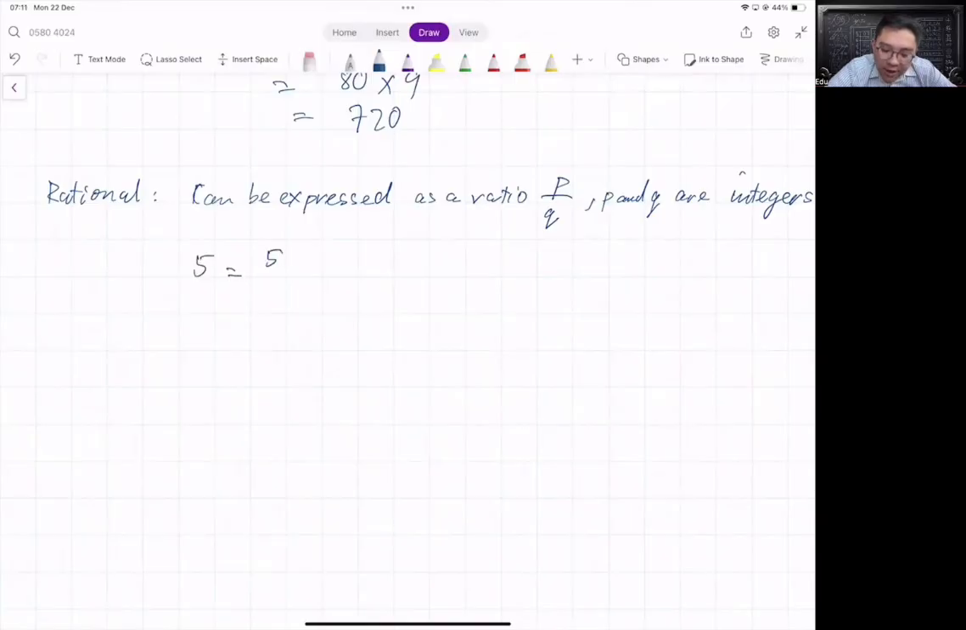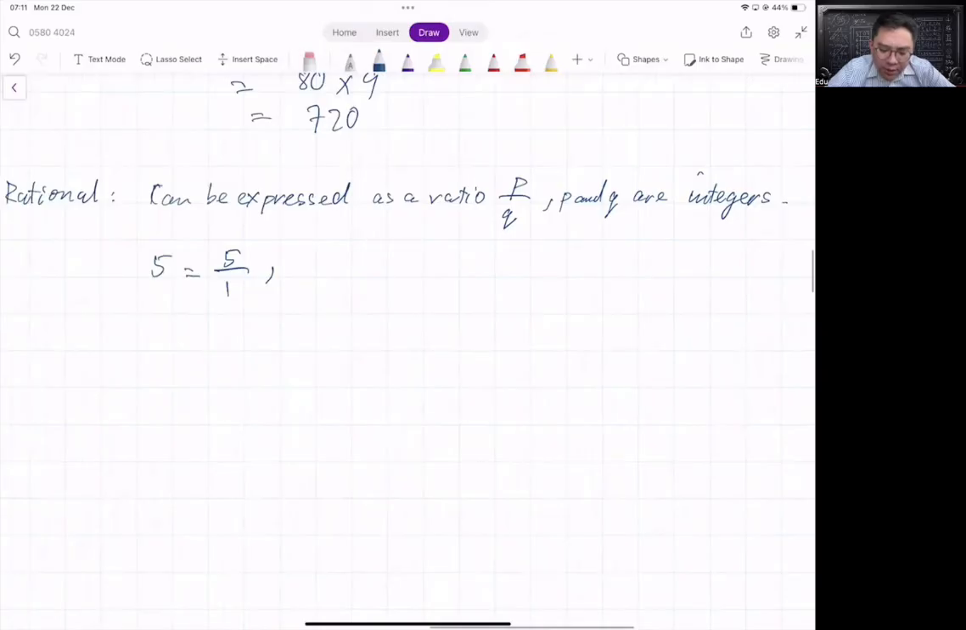Why? Because 5 is 5 divided by 1. Both of these are integers. We'll have negative 3, which is negative 3 over 1. Both of these are integers. We will have things like 2.5. 2.5 is simply 5 over 2, which is also integers. We will have things like negative 1 over 3 also being rational numbers.